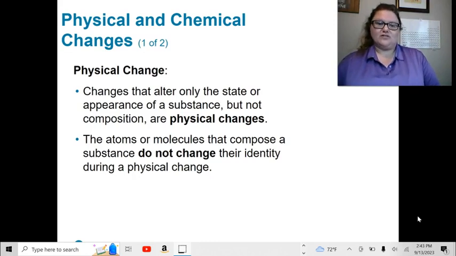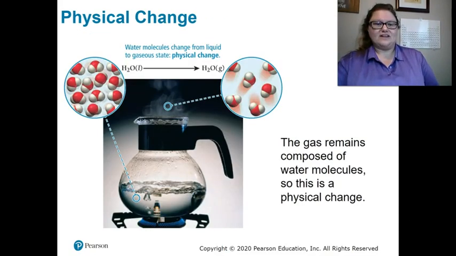The atoms or molecules that make up that substance do not change their identity. If we start with hydrogen, it's going to remain hydrogen. It's just going to change its state of matter. So here we have an example using water. So we're going to heat up this water. And so at first we have liquid water, which is represented by this circle here.